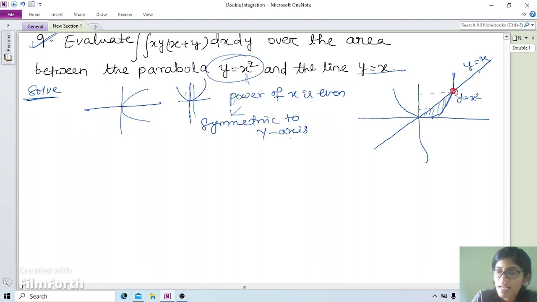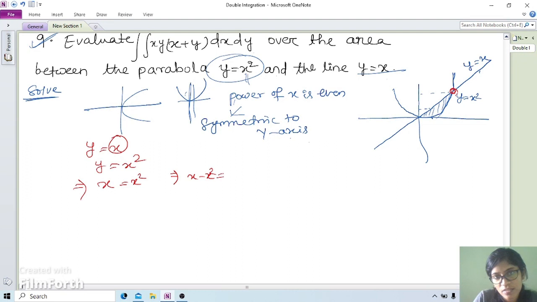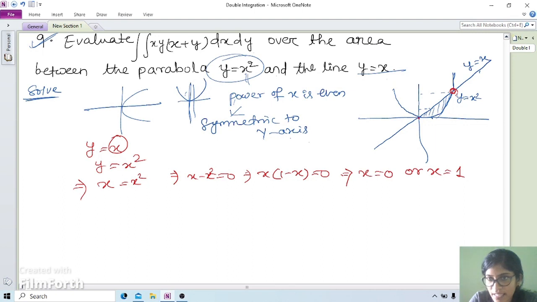Here the parabola and line intersect with each other. That means y equal to x and y equal to x square. We put x equal to x square in place of y. That implies x minus x square equal to 0, x into 1 minus x equal to 0. That implies x equal to 0 or x equal to 1. That means x starts from 0; here the coordinate is 1, 1, and here 0, 0.